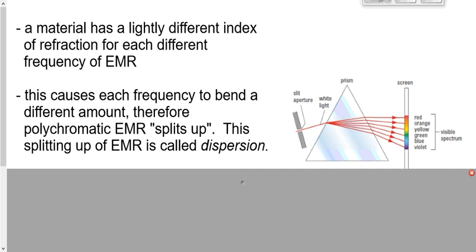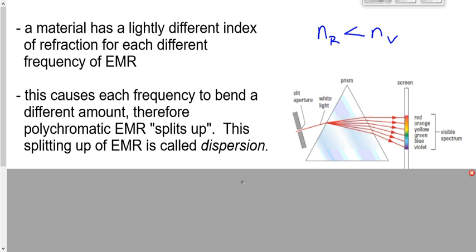Now, what's the order of the colors? Well, it's Roy G. Biv. Red light refracts the least. Violet light refracts the most. In other words, the index of refraction for that prism for red light is smaller than the index of refraction of that prism for violet light. In other words, low frequencies produce a smaller index of refraction and high frequencies produce a larger index of refraction.